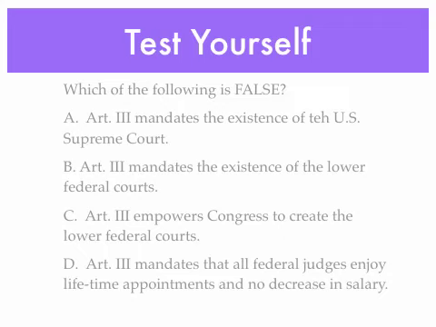Which of the following is false? A, Article 3 mandates the existence of the U.S. Supreme Court. B, Article 3 mandates the existence of the lower federal courts. C, Article 3 empowers Congress to create the lower federal courts. Or D, Article 3 mandates that all federal judges enjoy lifetime appointments and no decrease in salary. The correct answer is B.